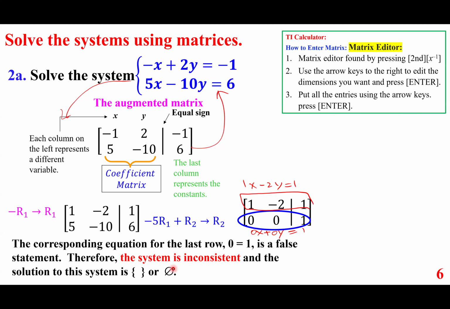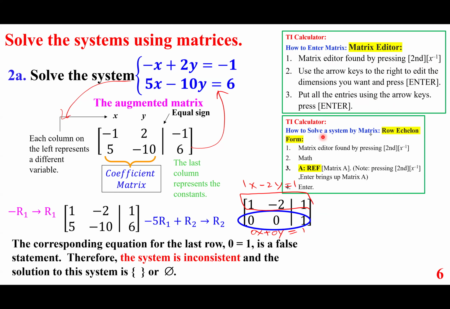Now, if you go with graphing calculators such as TI, first you use the matrix editor to put the matrix in. So matrix editor found by pressing second x to the power of -1. Use the arrow key to the right to edit the dimension you want and press enter. Put all the entries using the arrow keys, press enter. So how to solve a system by a matrix, row echelon form, matrix editor.